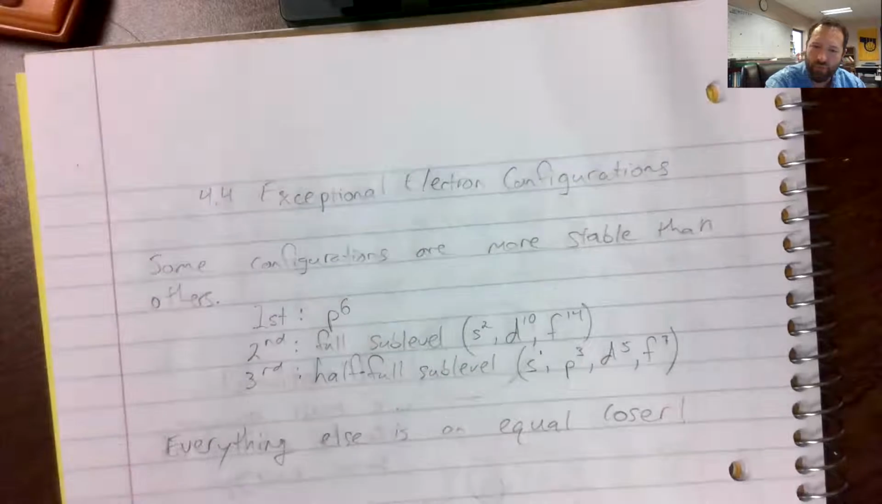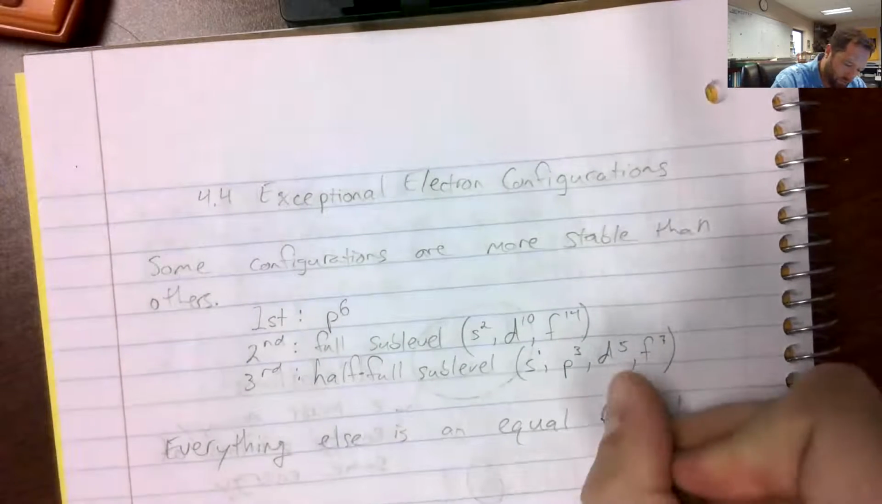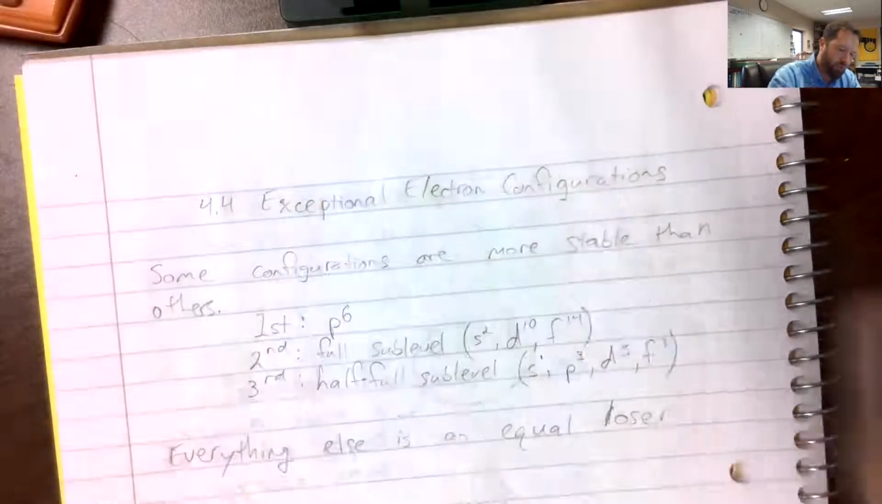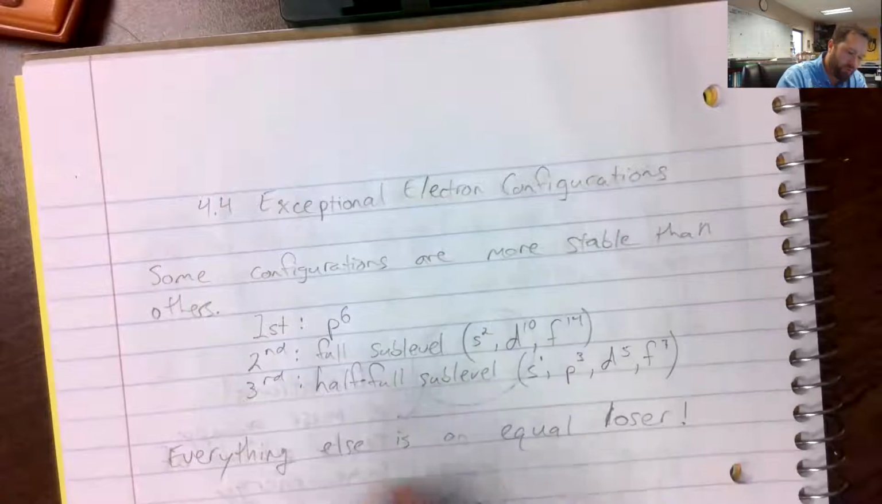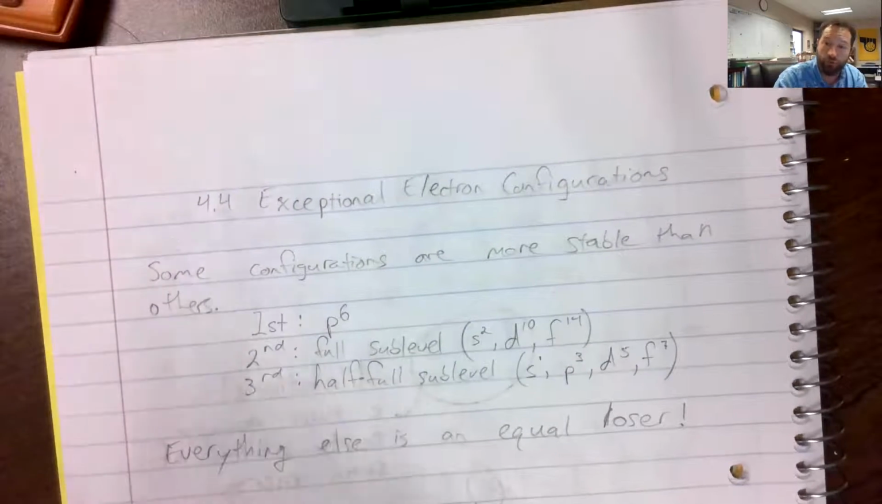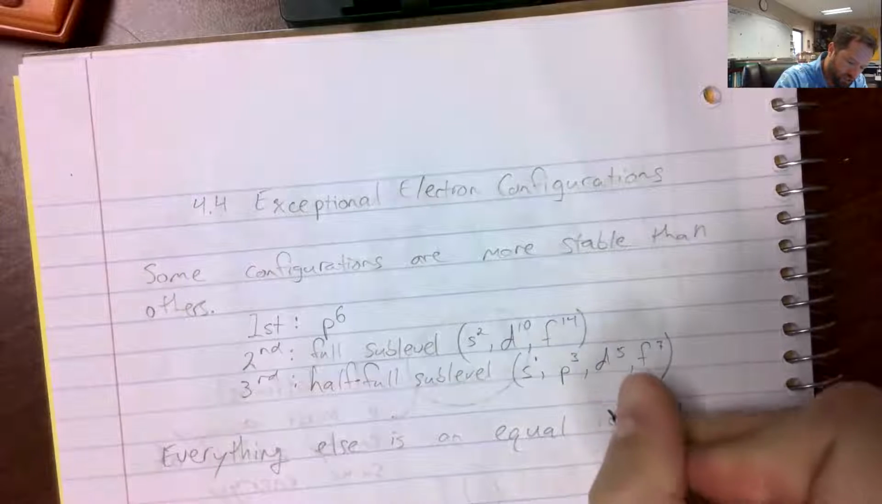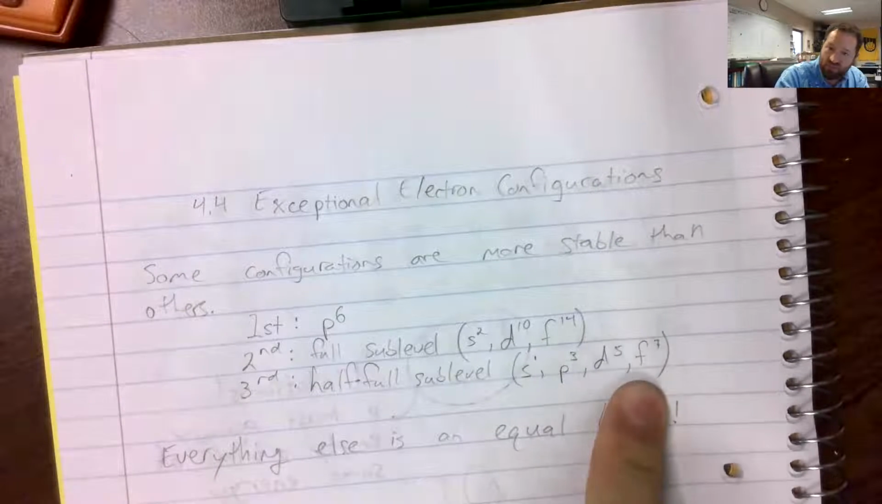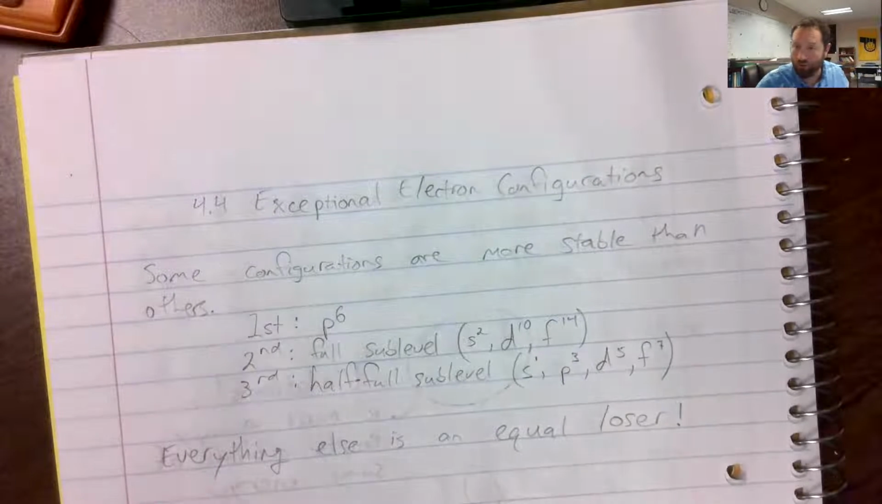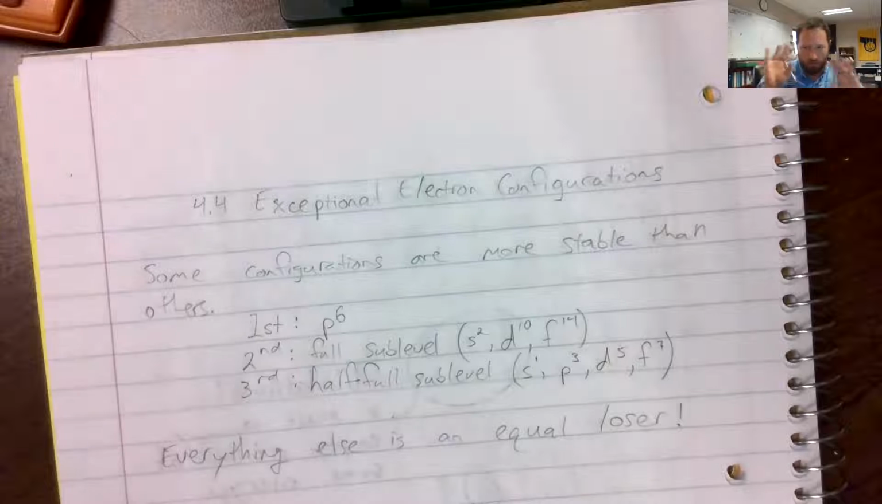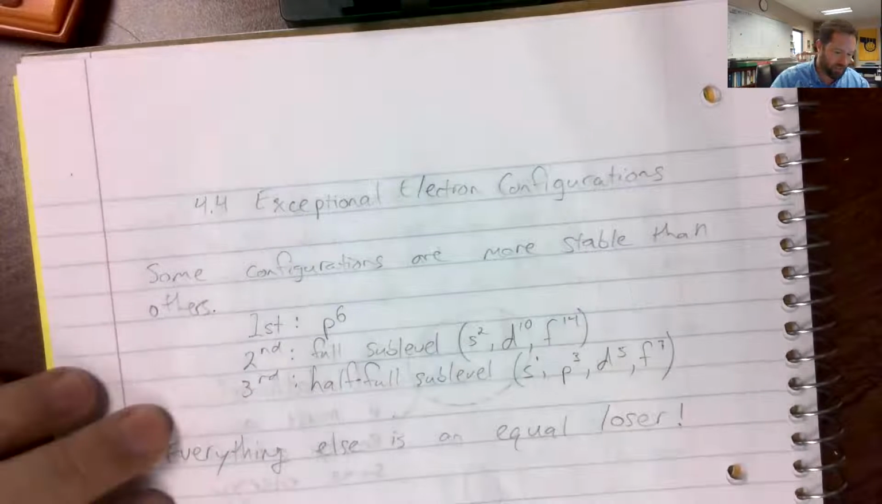Everything else is a loser, doesn't matter. Nothing else counts. Everything else is an equal loser. You are either first place, which is best, second place, or third place. Everything else is equally bad. So it's not like you can say, well, we're at F6 and that's really close to F7, so you're better than F2. Nope, nope, nope, nope. Everything else is a loser.